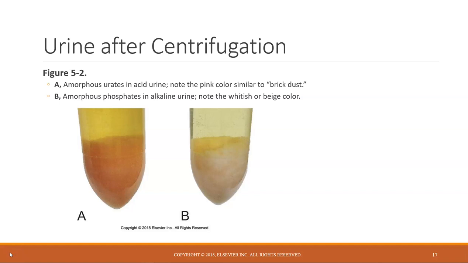Part of the urinalysis involves spinning the sample down in a centrifuge, and on the Part A, you can see amorphous urates. Again, I want you to know these are present in acid urines, and they have a pink color similar to brick dust. B, this is amorphous phosphates. These are found in alkaline urine, and they usually have a whitish or beige color. Usually you don't see this amount of urates or phosphates in spun urines, but these are really good examples of what they look like.